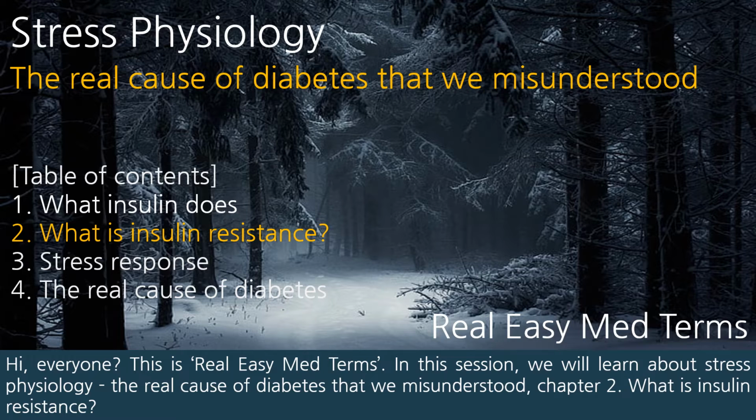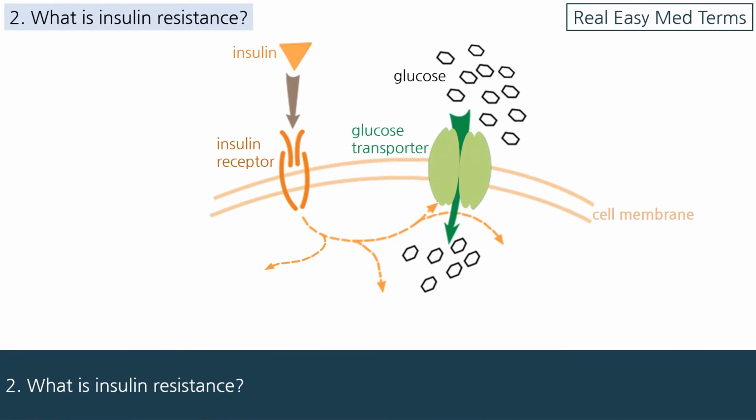In this session, we will learn about stress physiology, the real cause of diabetes that we misunderstood. Chapter 2. What is insulin resistance?